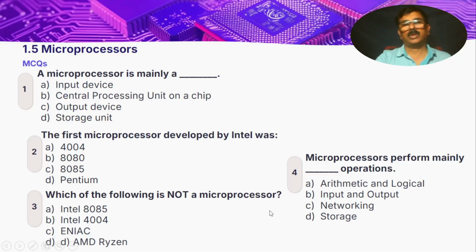Which of the following is not a microprocessor? Intel 8085, Intel 4004, ENIAC, AMD Ryzen. So ENIAC. Microprocessors perform mainly dash operation: arithmetic and logical. It will not perform input and output, networking, or storage. Since ALU is related to the microprocessor, it is arithmetic and logical. ALU and registers are all related to the microprocessor.